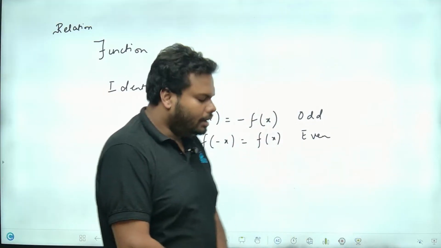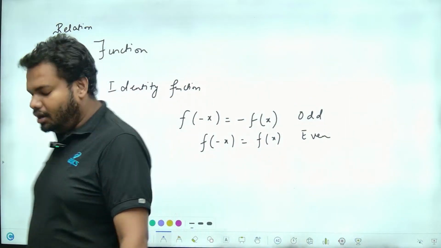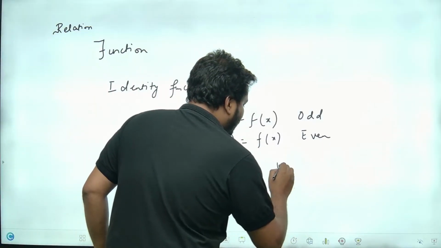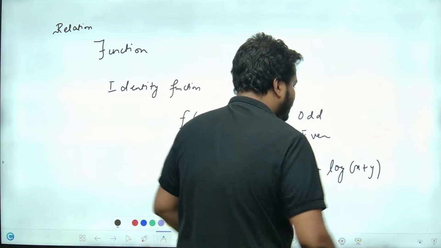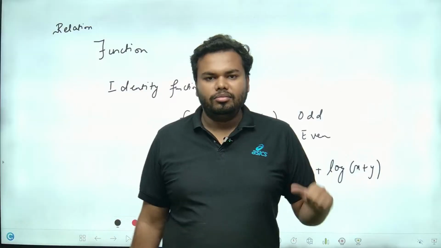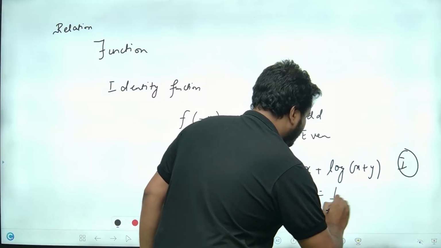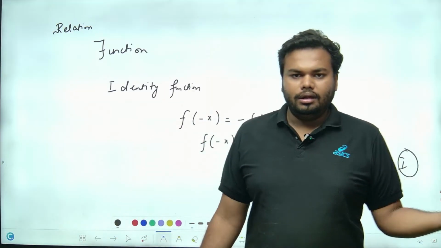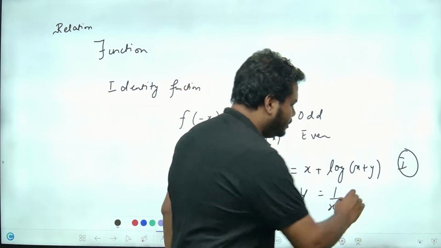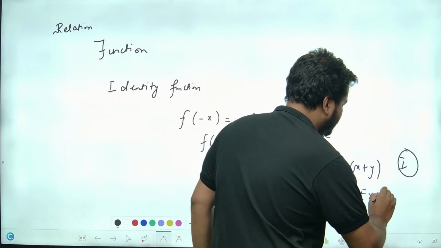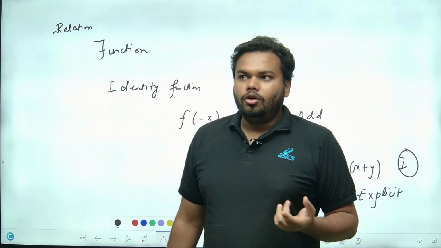Okay, now implicit and explicit function. What were these? y is equal to x plus log of (x plus y). Can you determine what is y in terms of x? No. So it is an implicit function. But y is equal to 1 by x square is expressed in terms of x. So it is an explicit function.